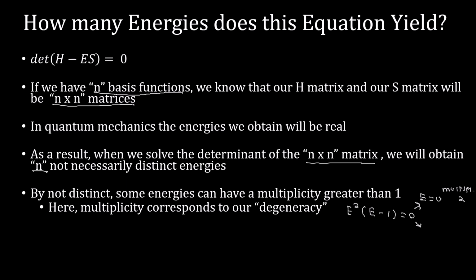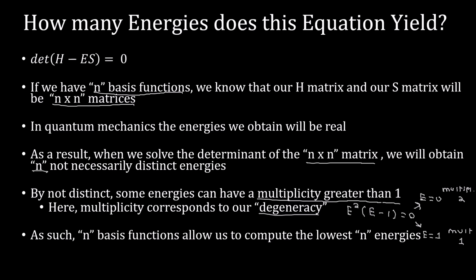And then we get the energy equals 1 has a multiplicity of 1. And what this means is that there are two states where the energy equals 0 and one state where the energy equals 1. So in quantum mechanics, a multiplicity greater than 1 means that there's some degeneracy in the state, or there's multiple states with that energy.